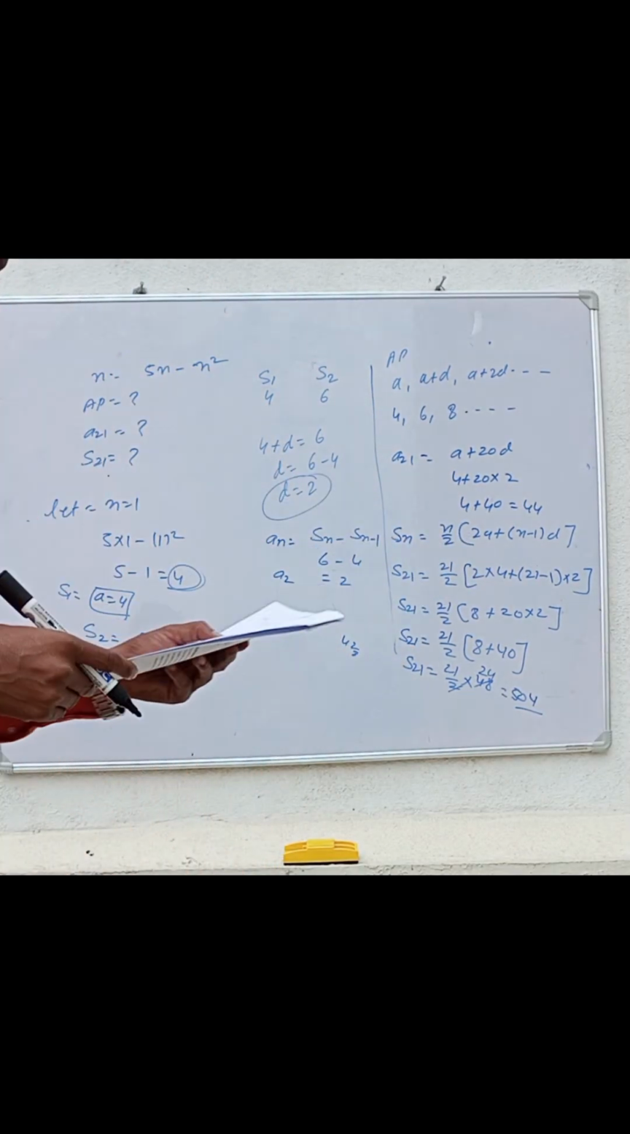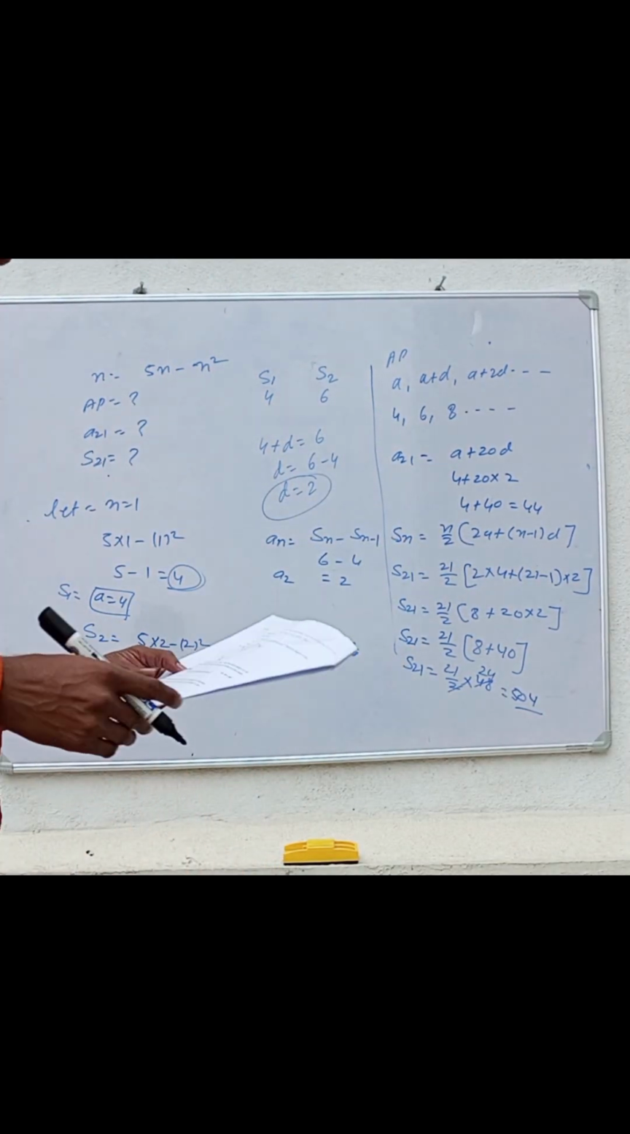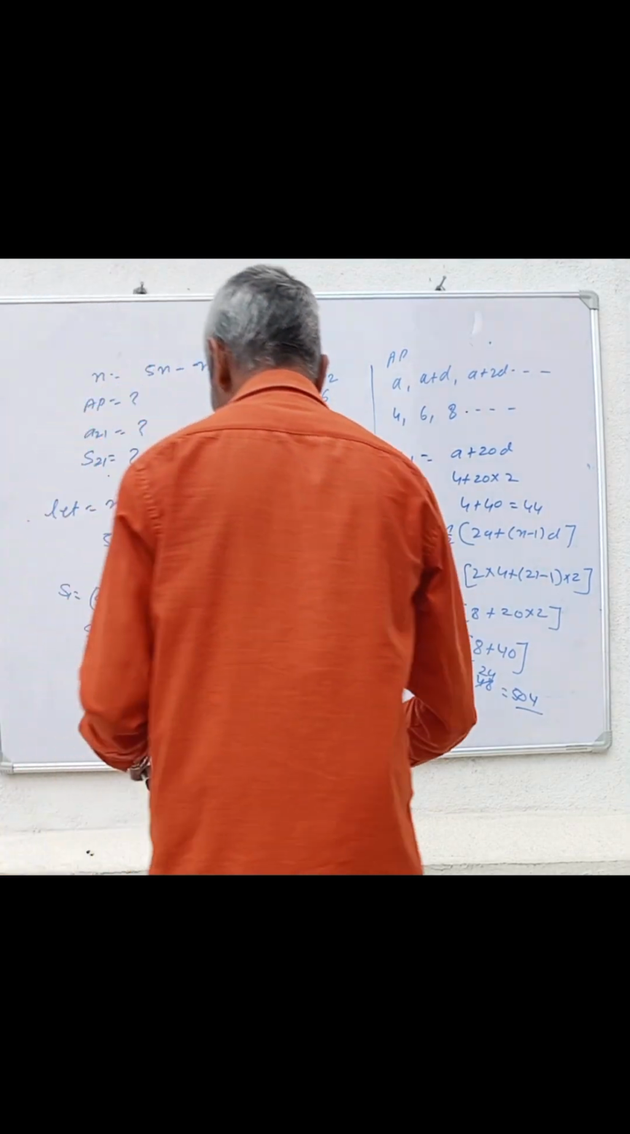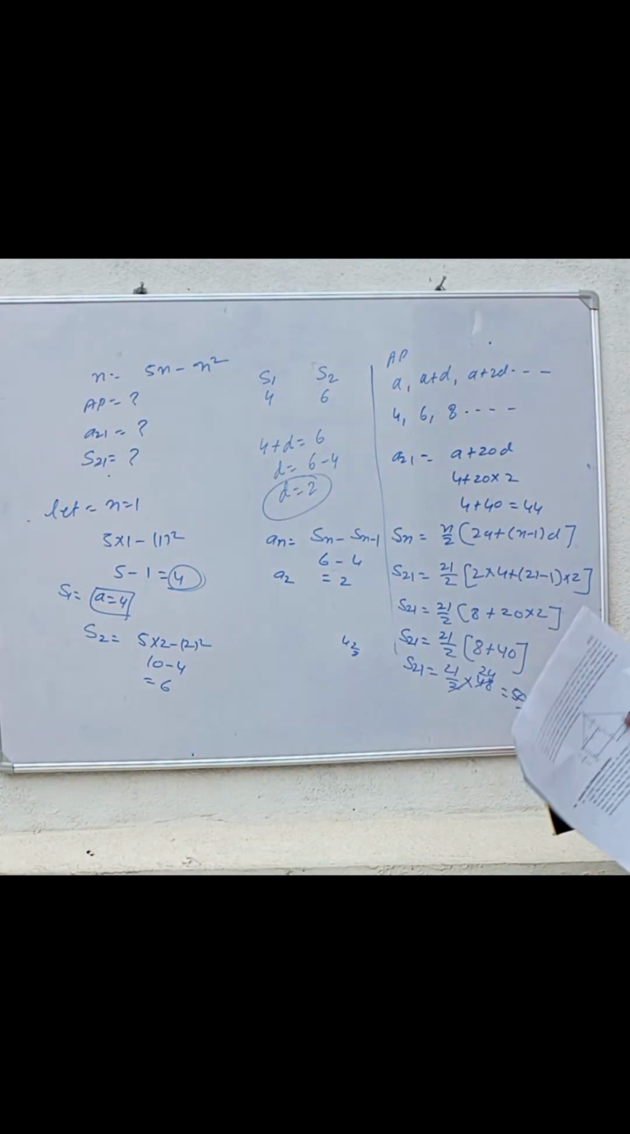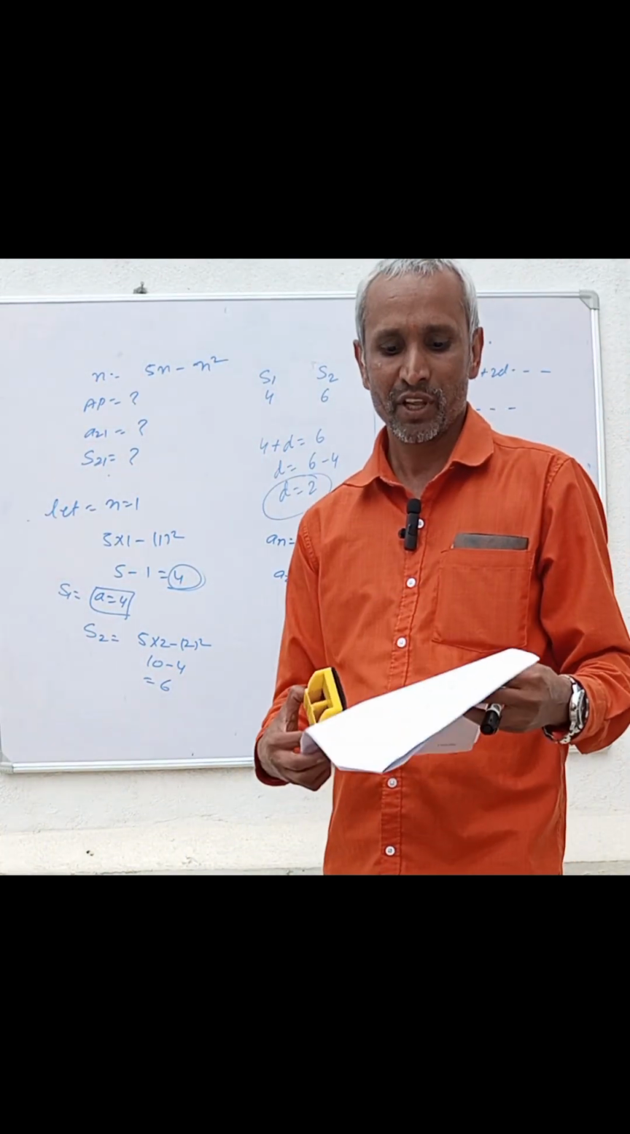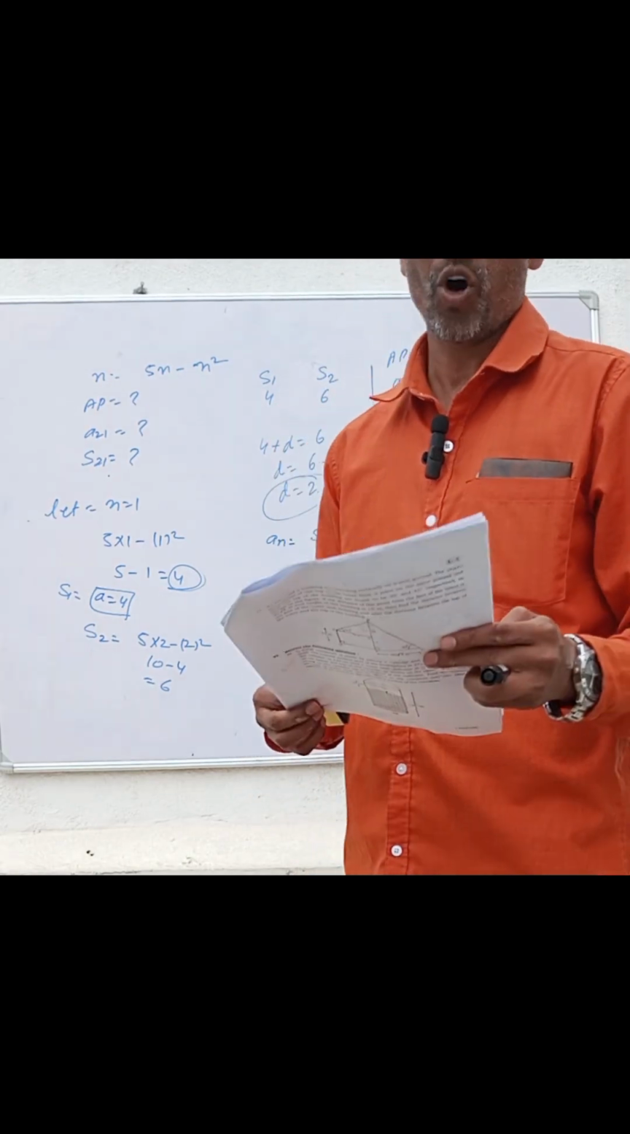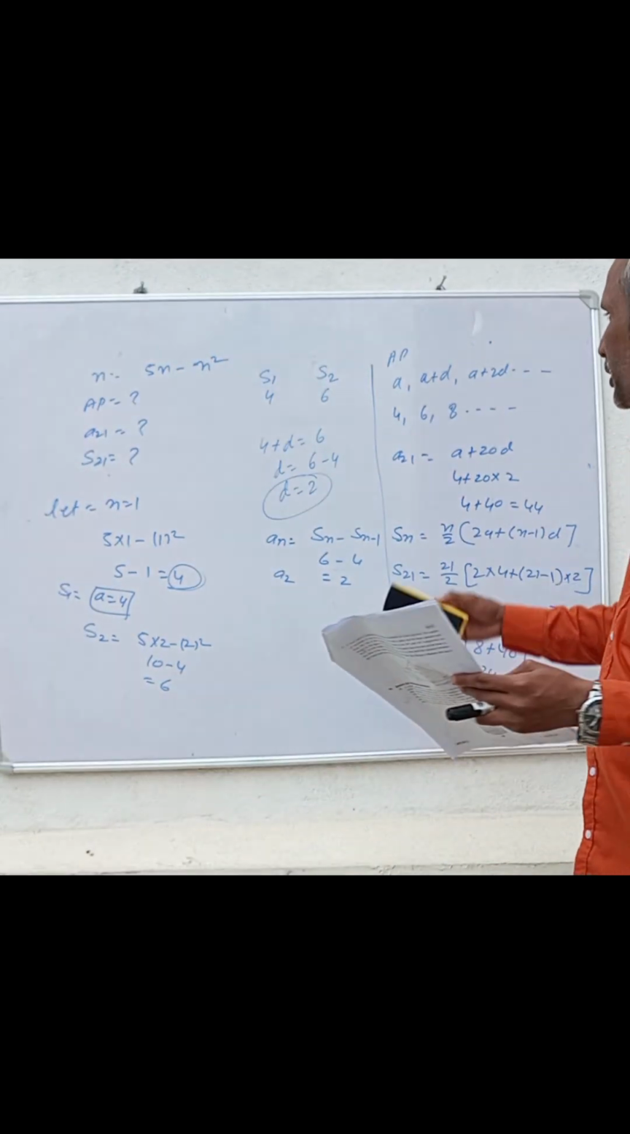Now going to the 3 marks question. One question is given, question number 33. You will find the questions in the YouTube post. You will find the question paper photo there.